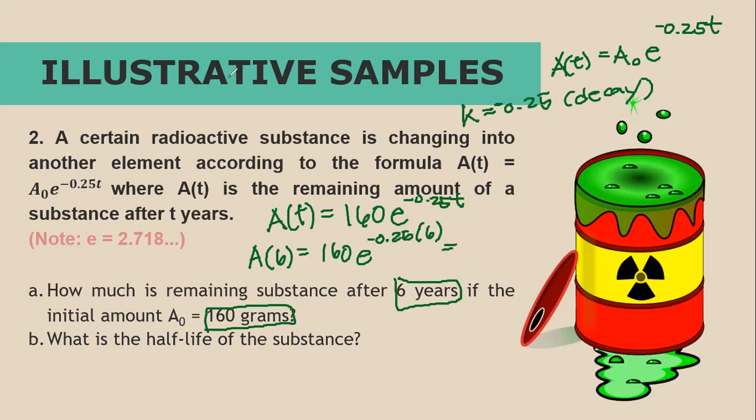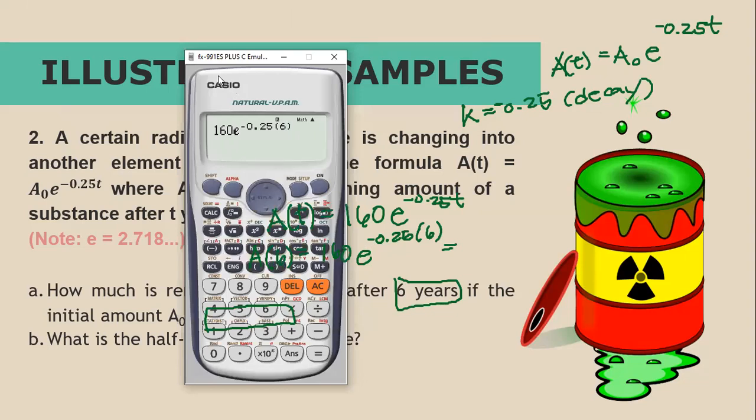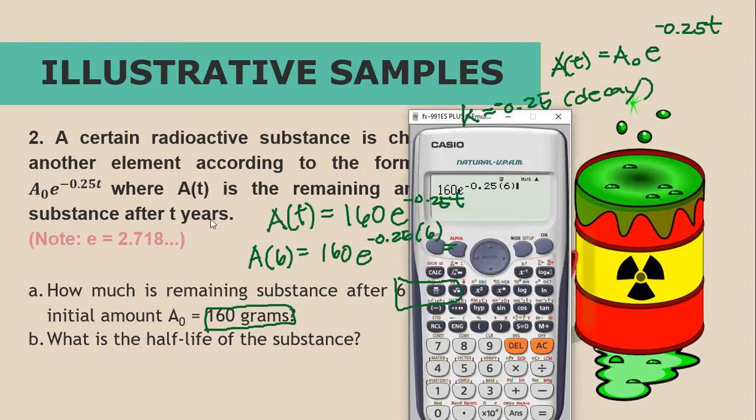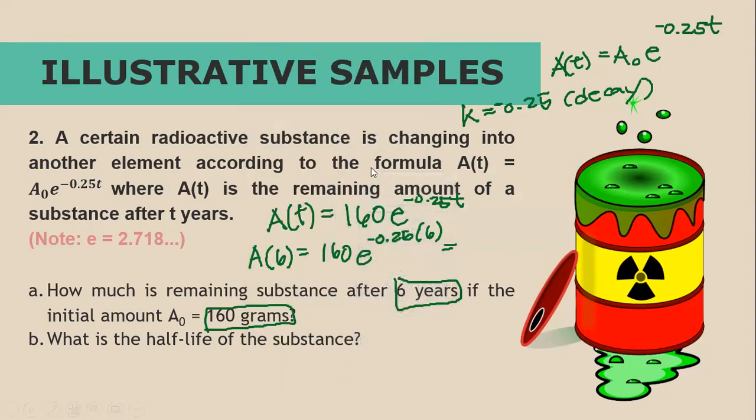And that is equal to negative 0.25 times 6. Okay, sabi t is in years, so pwede na nating direct substitute yung 6. So the amount will be just 35.7. Okay, so 35.7 grams. Dapat laging may unit. So the radioactive substance is given in grams, so grams din yung gagamitin natin.